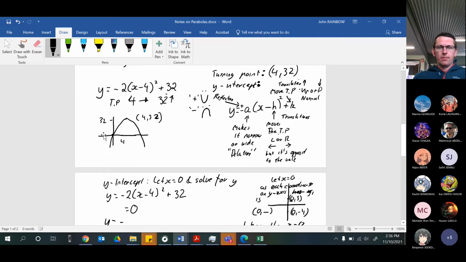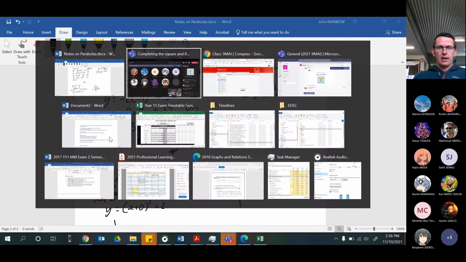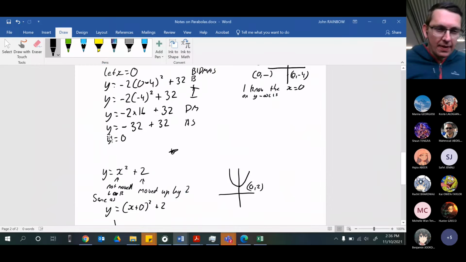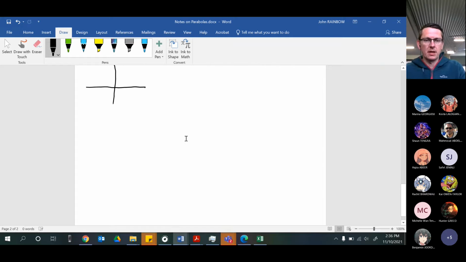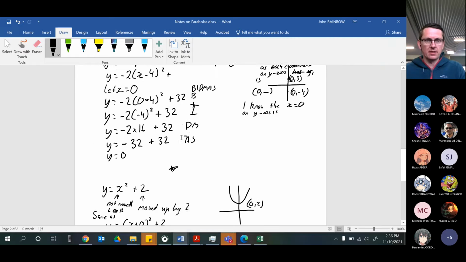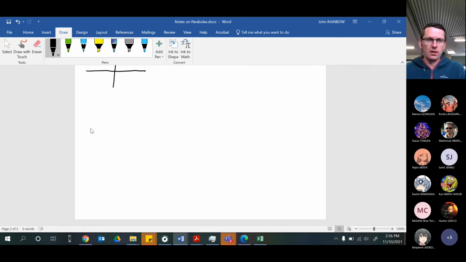Let's move on. So today we're going to look at completing the square, and then once we've completed the square, how we can graph that and find the x-intercepts. The first thing I'm going to start off with is finding the x-intercepts. So let's put out a question and we'll try and find the x-intercepts on this.